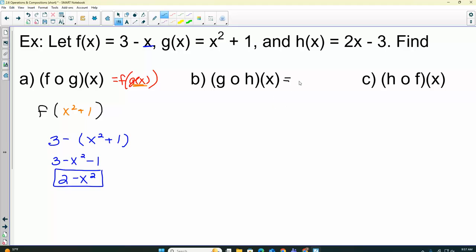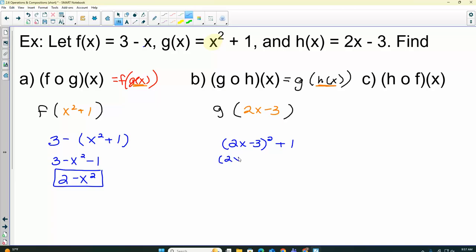So B, g of h of x. Start on the inside. What is h of x? So g of that is telling me you go to function g, and I'm replacing my x with 2x minus 3. So to square that, we have to write it twice in FOIL.